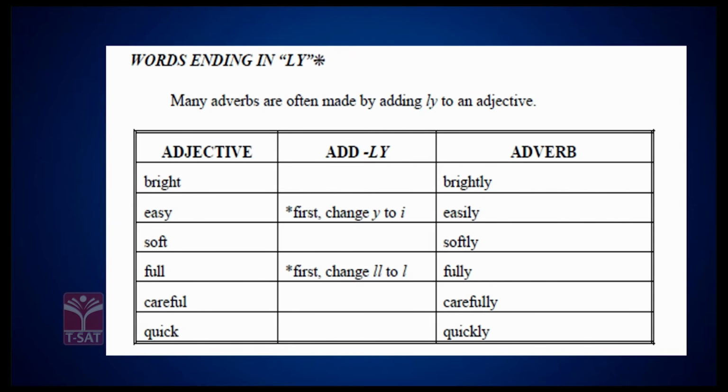You can see how an adjective is going to change into an adverb. Now, add ly. Bright, if you add ly, it is brightly. Easy, first you have to change this y to i. It is a word formation rule. So, add i and ly: easily. Soft, softly; full, fully, right. Careful, carefully; quick, quickly. So, this is something about how we can change adjectives into adverbs, right.